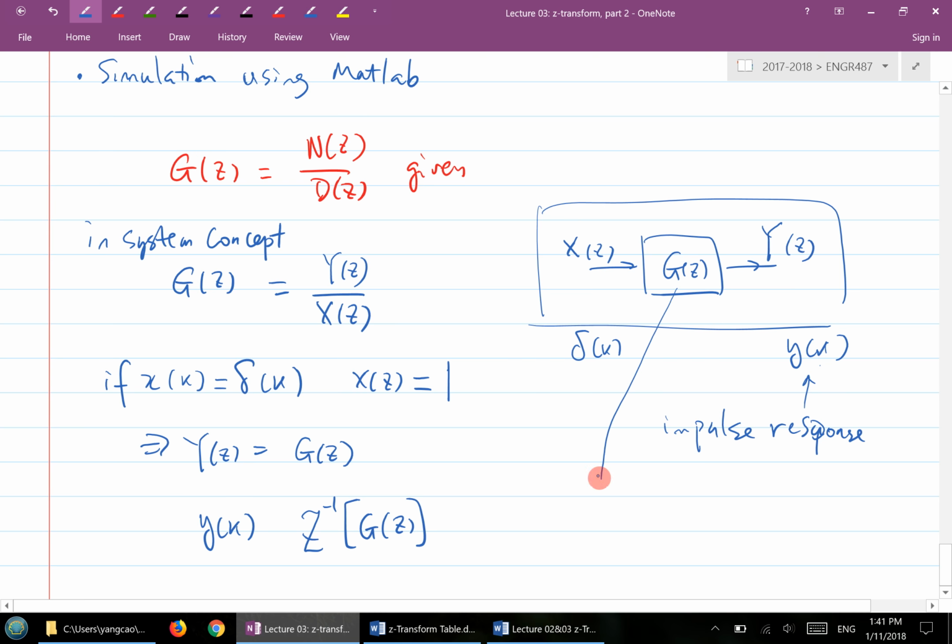And this g of z, whatever is given, is actually called the impulse transfer function. You know, this is the z transfer function here. In Laplace we call it the impulse Laplace transfer function. For any system, when you have a transfer function given, that's the impulse Laplace transfer function.